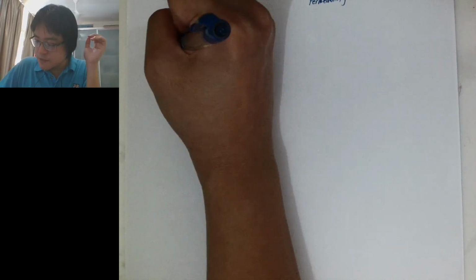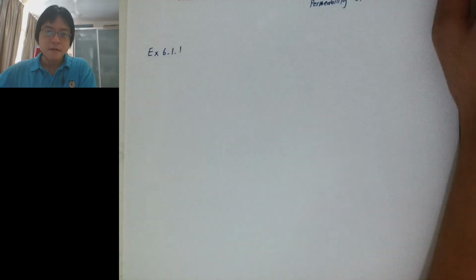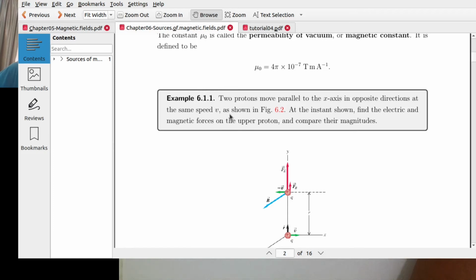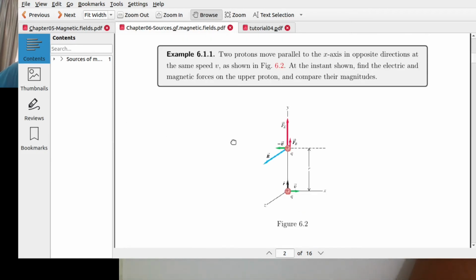Okay, so here is an example to see how things work. Let me bring this up as well. Two protons move parallel to the x-axis in opposite directions at the same speed, shown in this figure. One going to the right, one going to the left. At this instant shown, find the electric and magnetic forces on the upper proton. So it helps us save time. We just need to focus on this one and find the magnitudes.